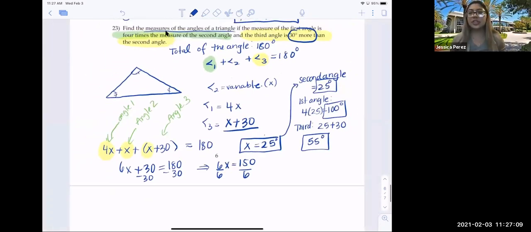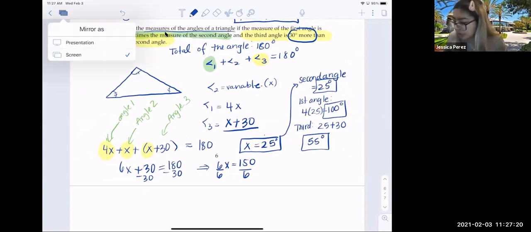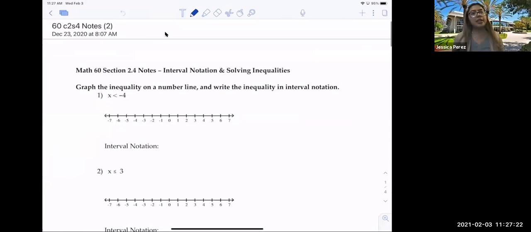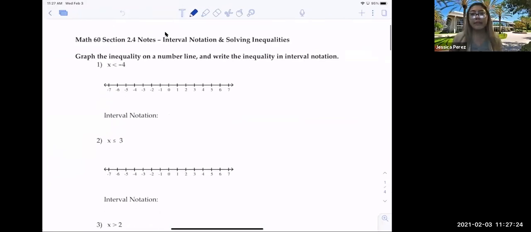All right, so this is sections 2.1 to 2.3. Let's move on to section 2.4. So let's go back to the section 2.4 notes. Make sure you have them in front of you.